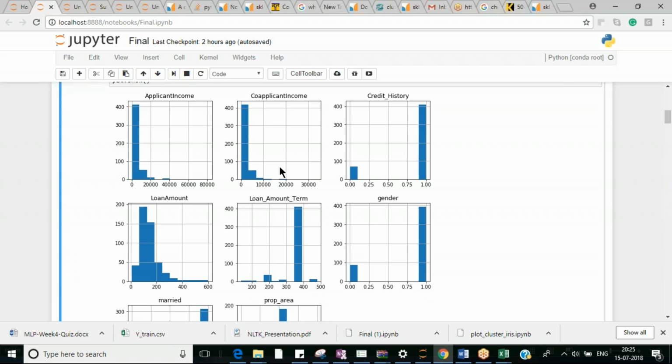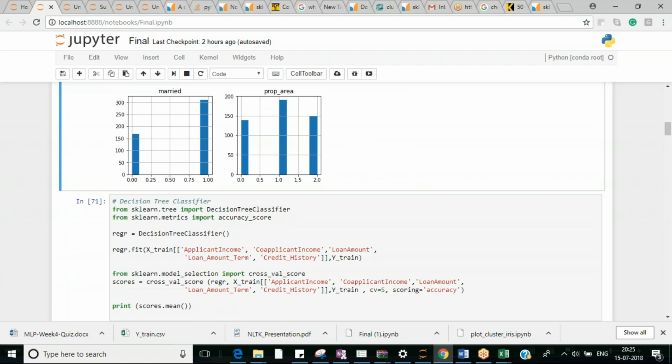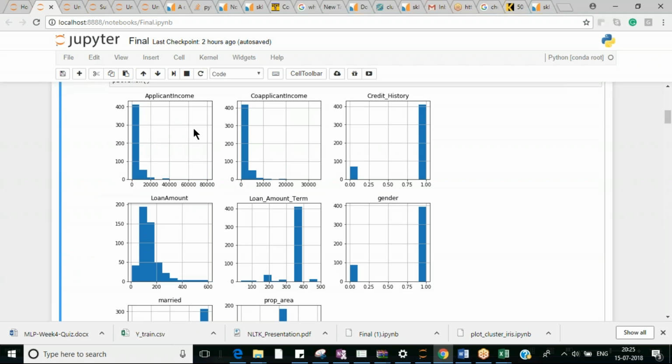Now, co-applicant income, right? These are very skewed. You see, applicant income is more skewed towards less than 1 lakh, somewhere around 10,000, 20,000. Similarly for co-applicant income. Loan amount is a little less skewed. Loan amount term is a little skewed. Gender is okay. Property area is amazing, it is almost equally distributed. Married is also okay, right? But applicant income and co-applicant income need a little bit of transformation.